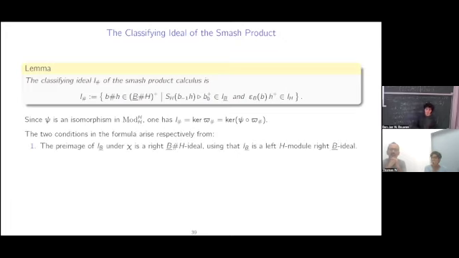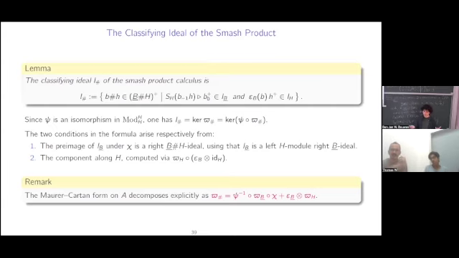So, the two conditions inside this formula indeed arise because the preimage of I_B under chi is a right B smash H ideal, and the component along H is actually very explicitly given because of the fact that you already know very well how the coinvariant forms at the level of H look like.